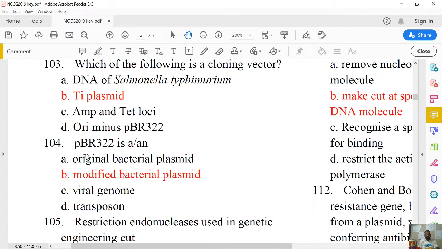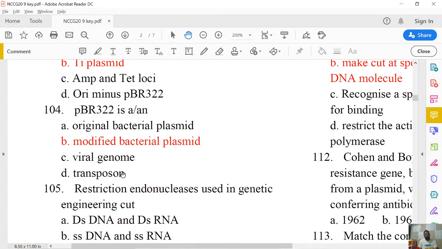is here. So it's a modified bacterial plasmid. So it's not the original one, it is the modified one. It's not the viral genome, not even the transposon.